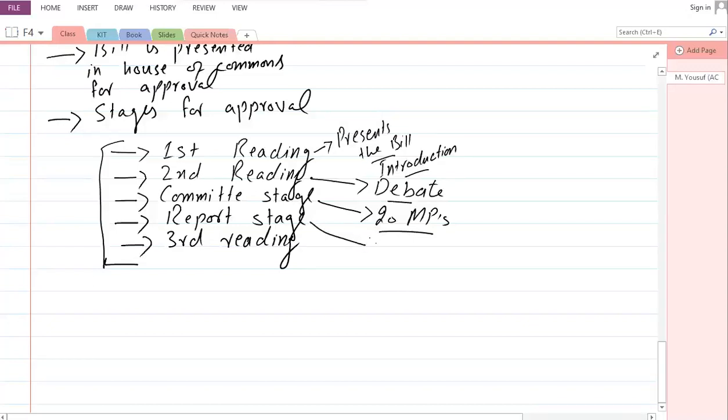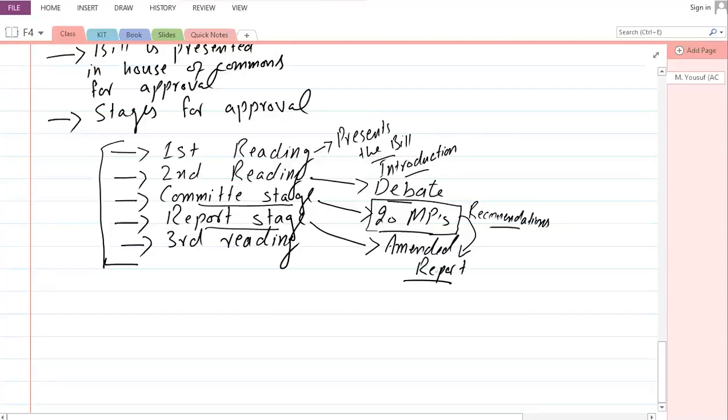After a specific time, when the committee has completed the discussion on that bill, the next stage starts, called the report stage, and an amended report will be presented back to the full house. At the report stage, the bill is amended according to the suggestions made by the members at the committee stage. These 20 members will suggest different sorts of recommendations. According to those recommendations, a report will be made, and these recommendations will be added to this amended report.